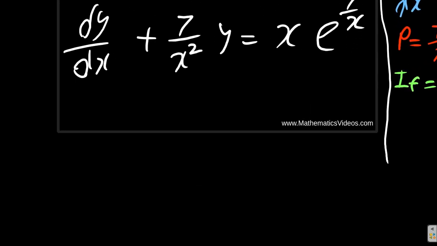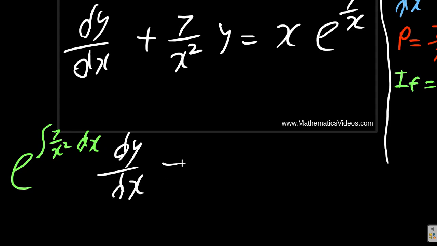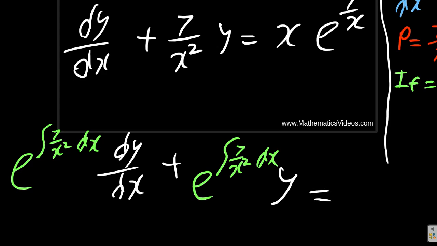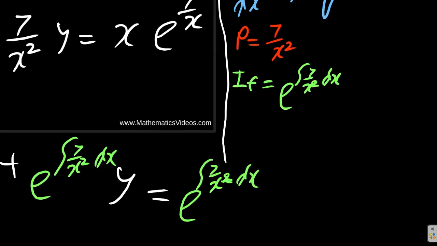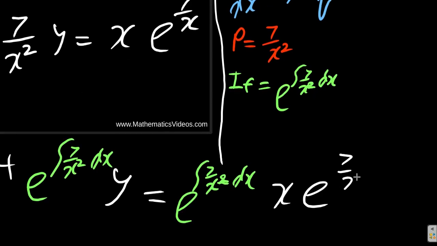So you have e to the integral of 7 over x squared dx times dy by dx plus, then you have e to the integral of 7 over x squared dx times y is equal to e to the integral of 7 over x squared dx times, well, it's x e to the 7 over x. Alright.